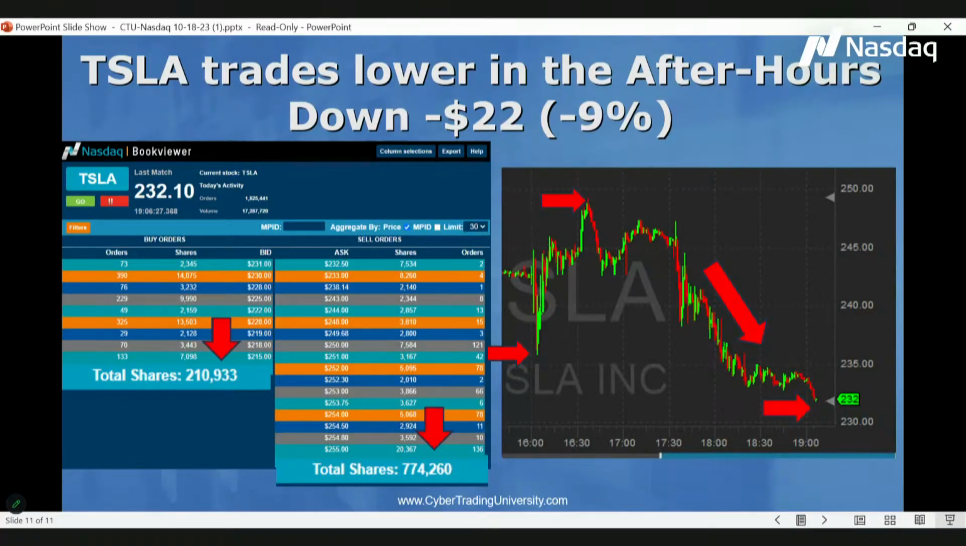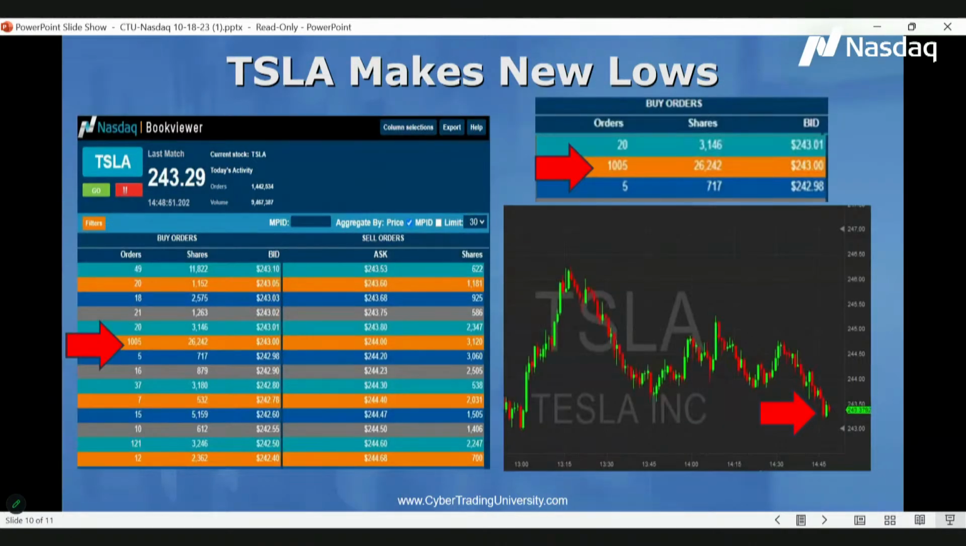Right. I mean, it's down 9% after hours. So what ended up happening is Tesla started going even lower. Now we're getting around 1 o'clock, and we're starting to get into 2:30. It's making lower lows, and we're not even at the earnings announcement yet. People are like, well, is it bad? Whatever it is. Listen, the trend is your friend. You don't want to buck that trend.